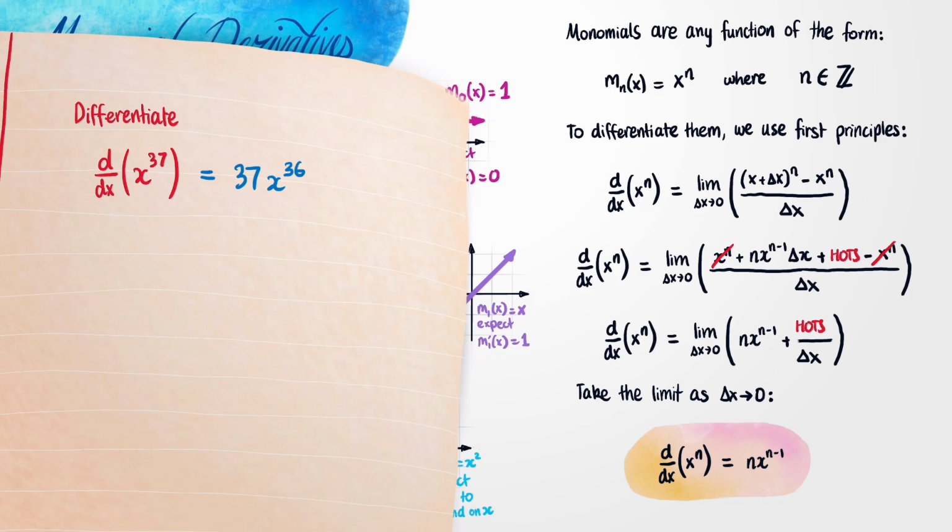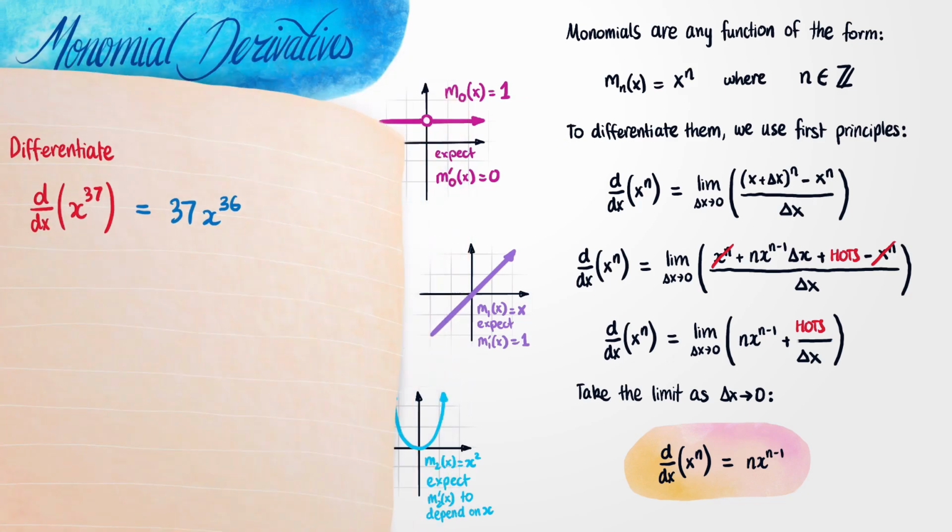A lot of people remember this rule as the bring the power down rule. That's because you actually bring the power down in front of the x and then subtract 1 from it. Now, I'd like to give you one more example, but before I do, let's actually run our little sanity checks.